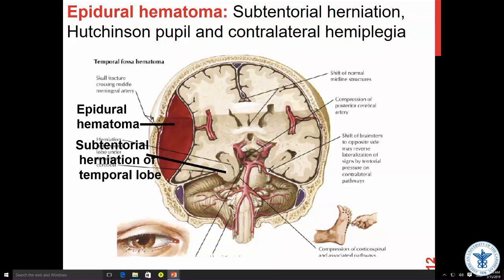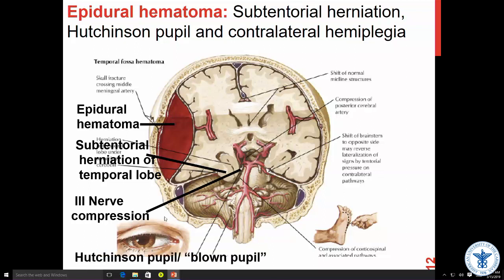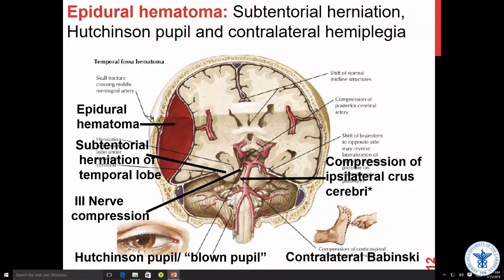See, subtentorial herniation of the uncus and compression of nerve 3 causes a blown pupil, or Hutchinson pupil as it's called, with the crus cerebri or cerebral peduncle being impinged, okay? Contralateral Babinski.